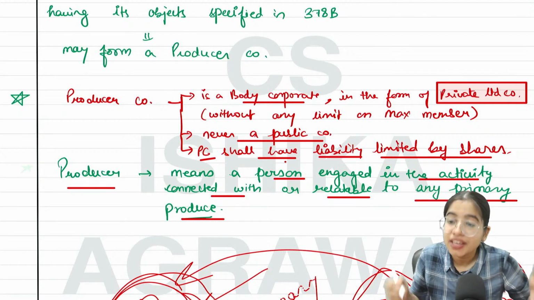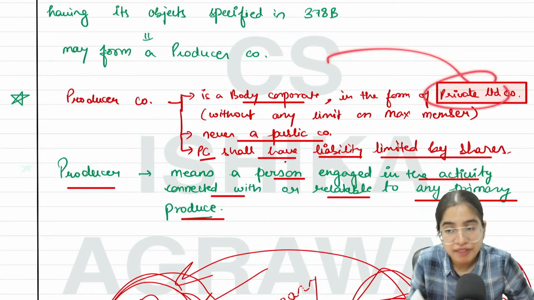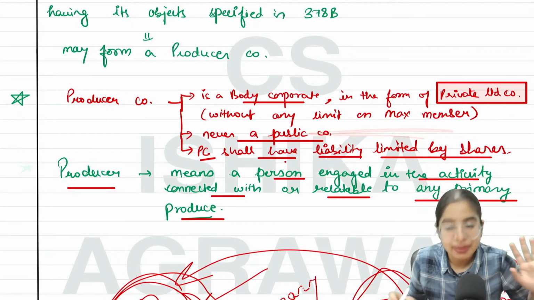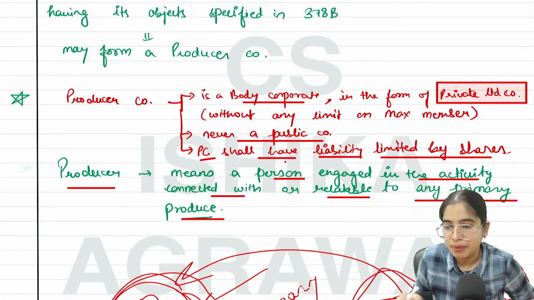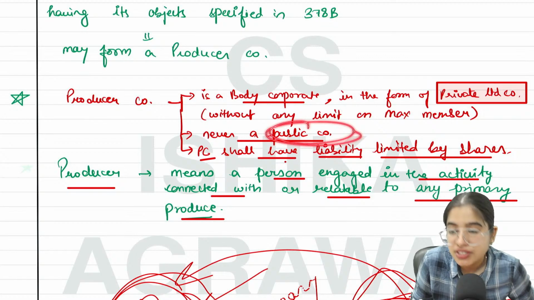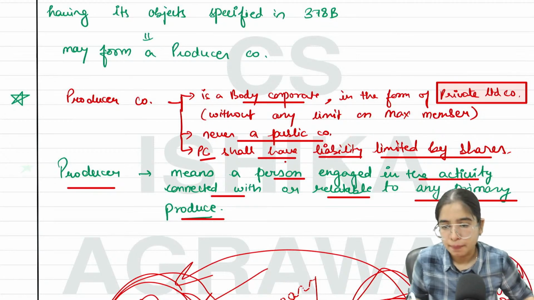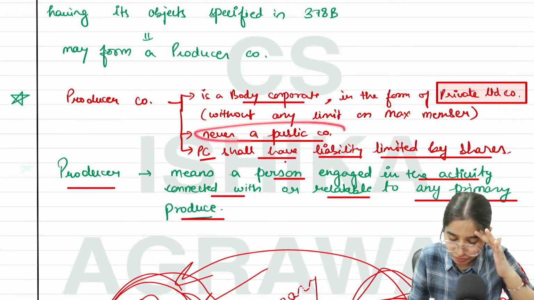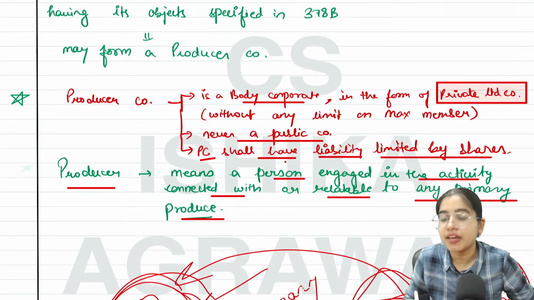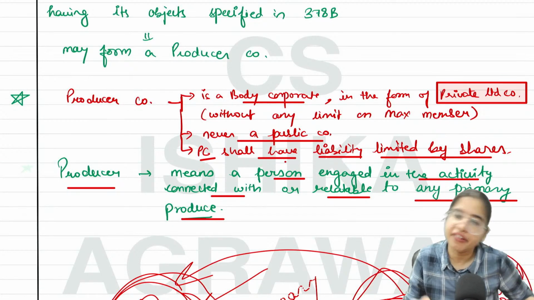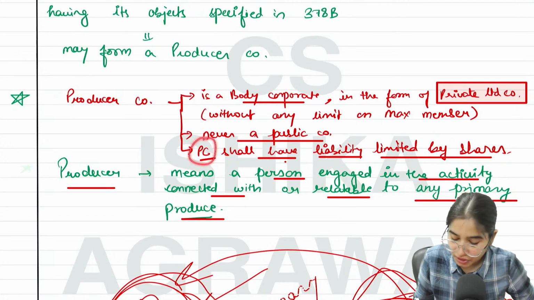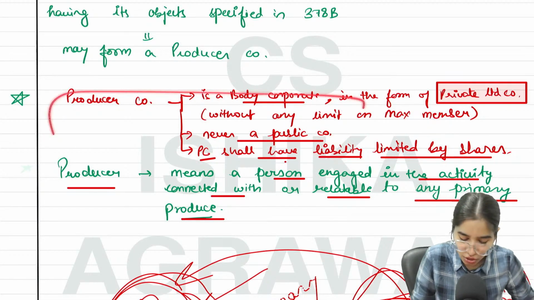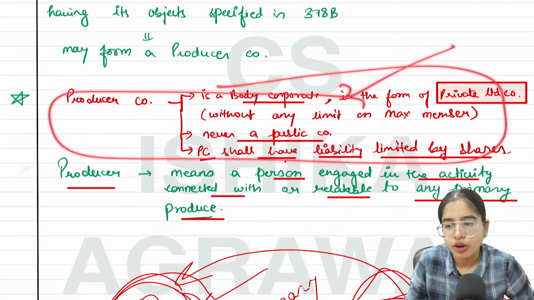So a producer company will always be in the form of a private limited company, but without any limit on maximum members, which means that in case of a producer company there can be unlimited members. And a producer company is always in the form of a public company. Sorry. It can never become a public company. It is always in the form of a private company. It can never be a public company. And a producer company shall have liability limited by shares. So these are the few things I already taught you.